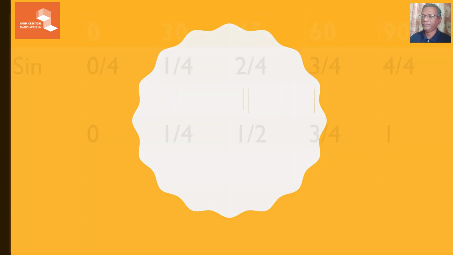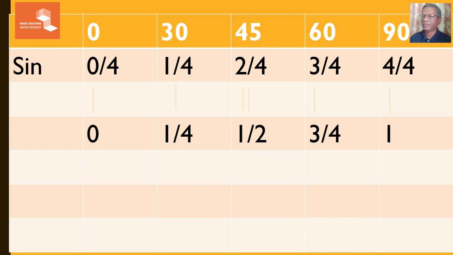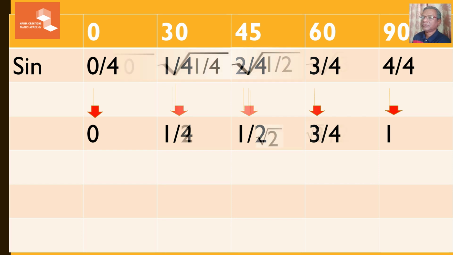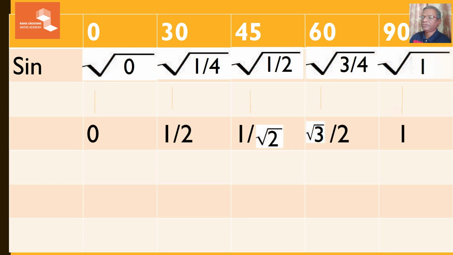Now simplifying 0 by 4 is 0. Next, 1 by 4 is 1 by 4 itself. In 2 by 4 there is a common factor 2. By simplifying we get 1 by 2. We can't simplify 3 by 4, right, as it is. While simplifying 4 by 4, there is a common factor 4, thus we get 1. Now take the square root for each value.